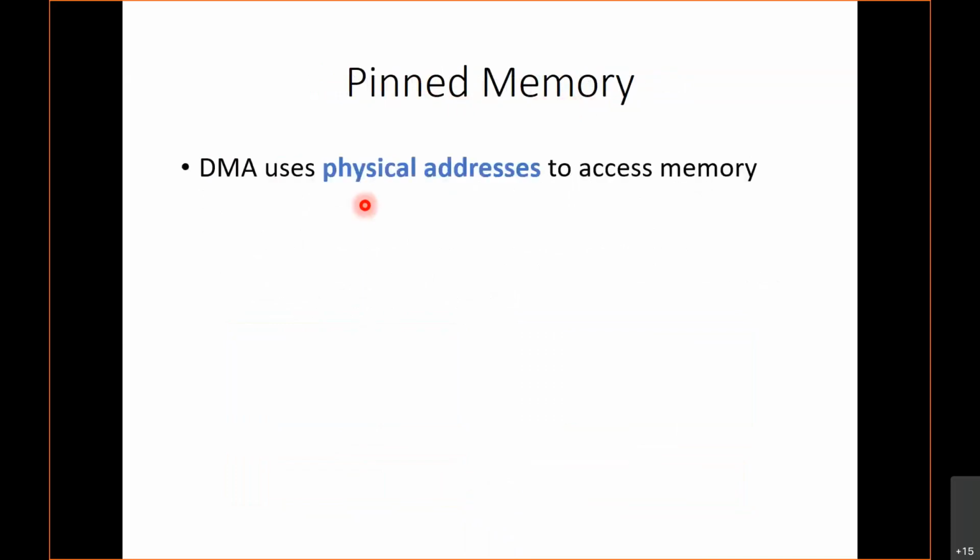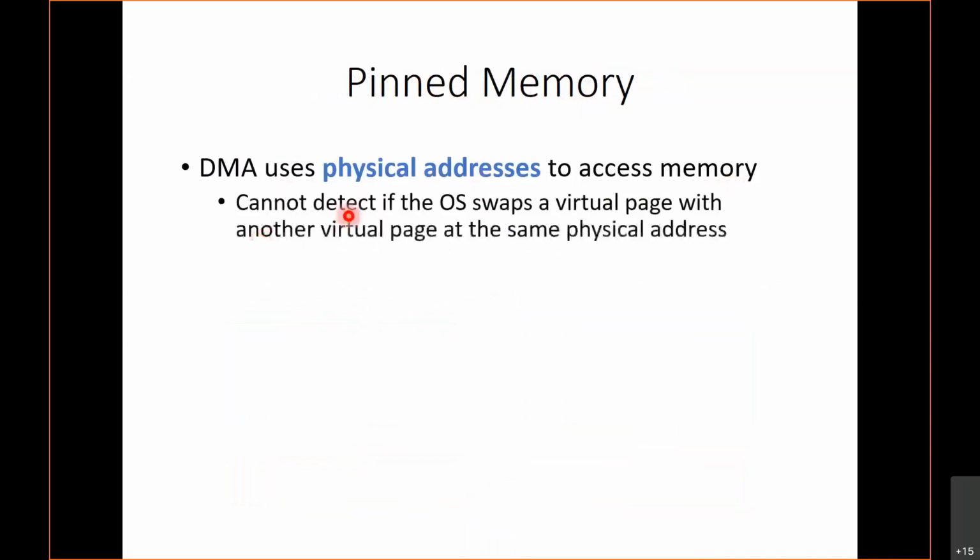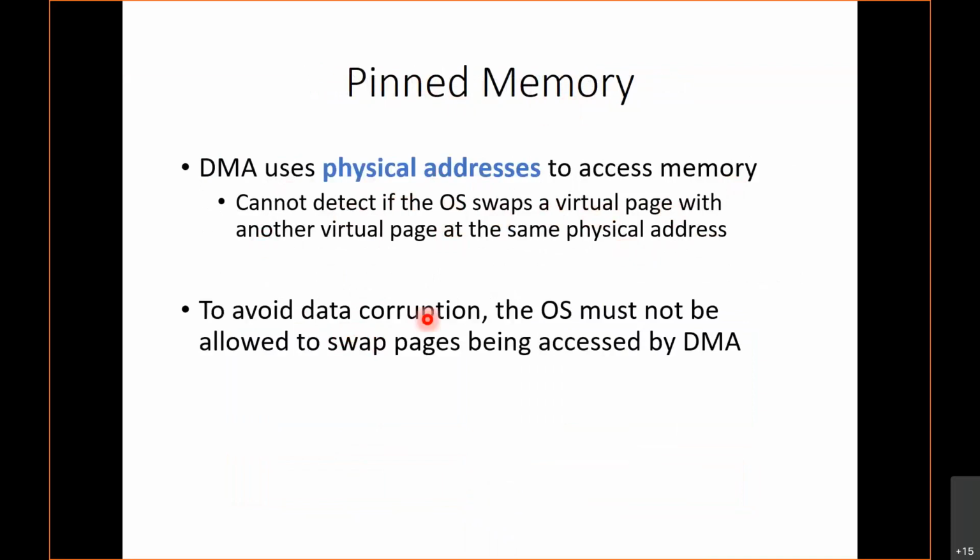So as a recap, DMA uses a physical address to access memory. And because it uses a physical address, it cannot detect if the operating system swaps a virtual page with another virtual page at the same physical address. So if the operating system puts a different page at the same physical address, the DMA has no way to detect that. So to avoid data corruption, the OS should not be allowed to swap pages that are being accessed by DMA.